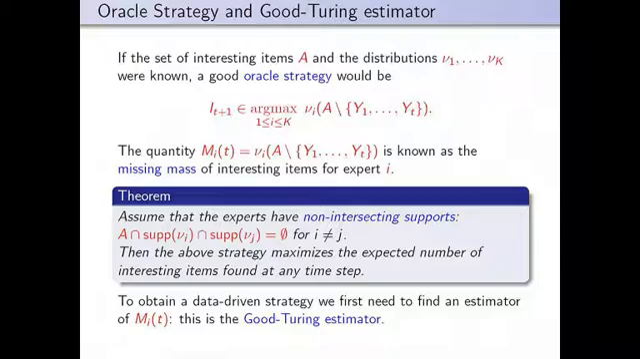So let's try to think about how to solve the problem. It will also be reasonably interesting mathematically. So here is what we want to do. Imagine that we knew the probability distributions nu_1 up to nu_K. What would we do? Here is a very simple strategy which sounds like a pretty good idea.